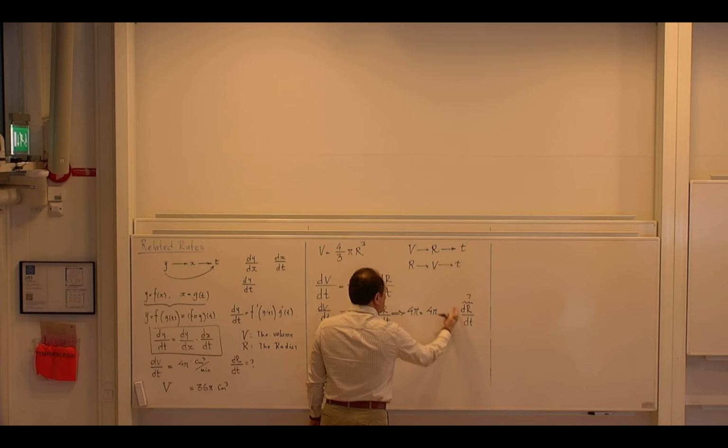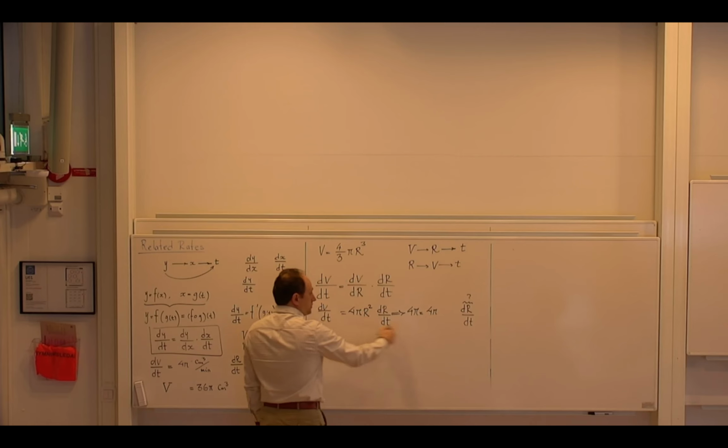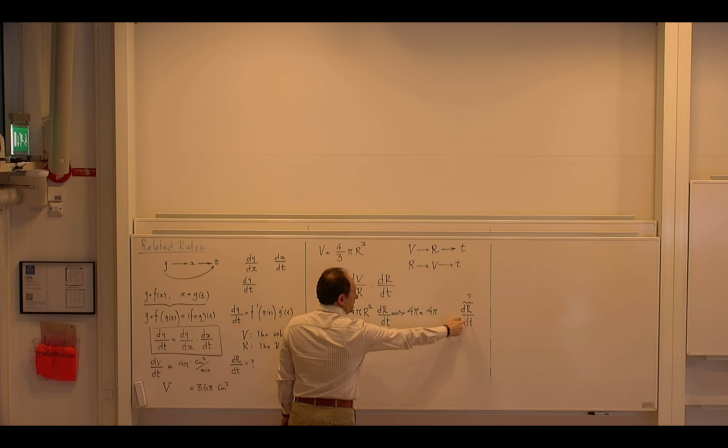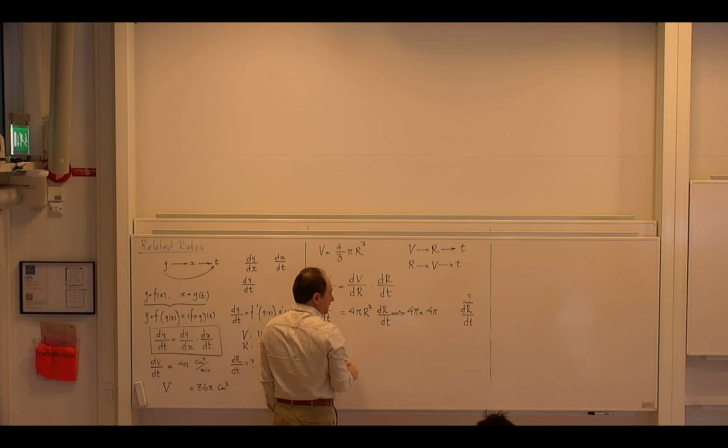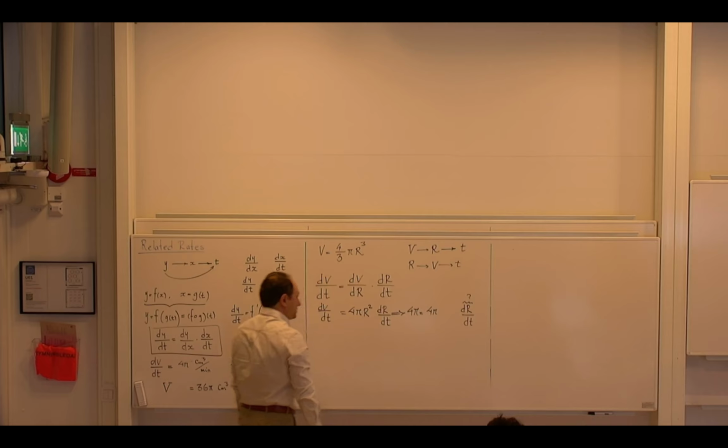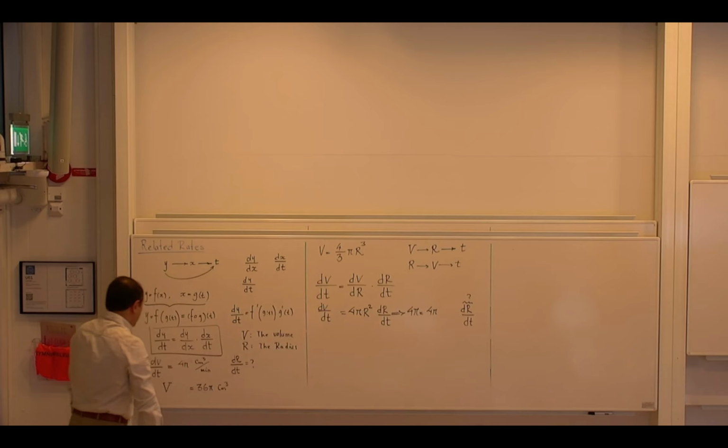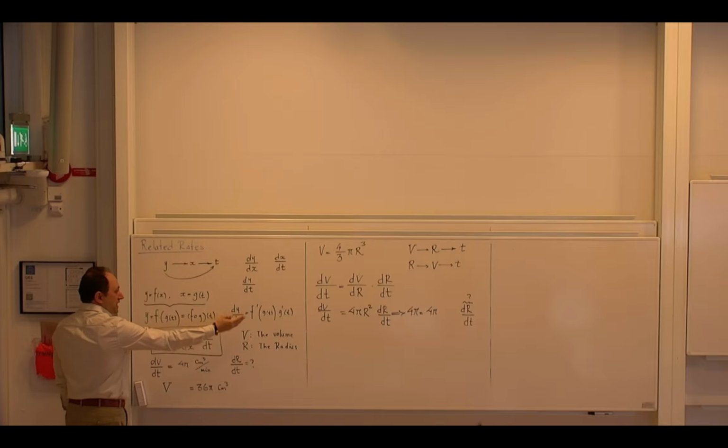But I also need to know r, because you see, this is my question mark. If I want to know the question mark, everything else should be known to me. So I have to put something for r as well. What can I do about it? I am interested in this calculation at a specific moment in time. What time? The time that the volume reaches this value.